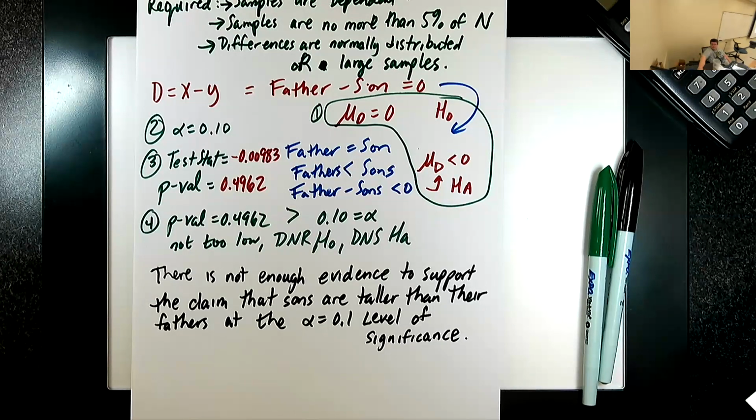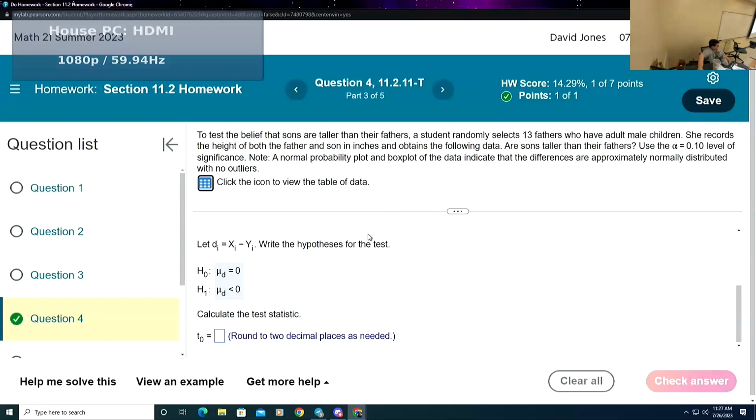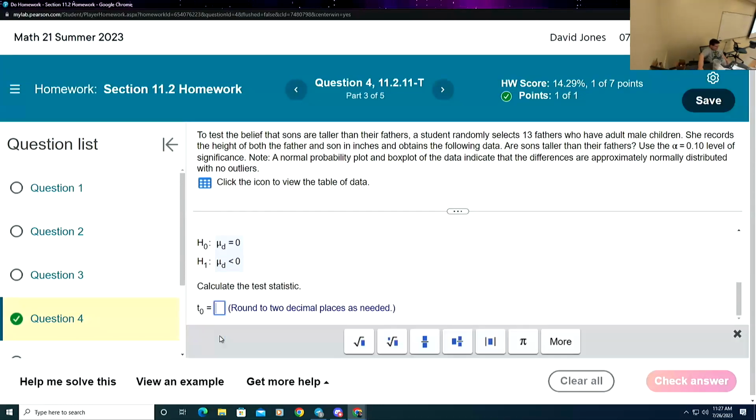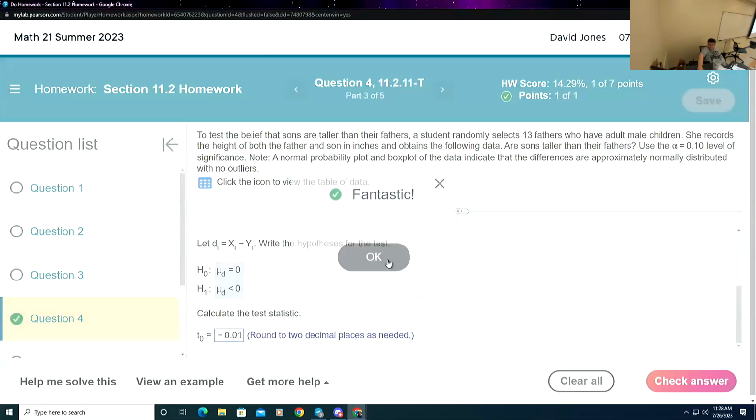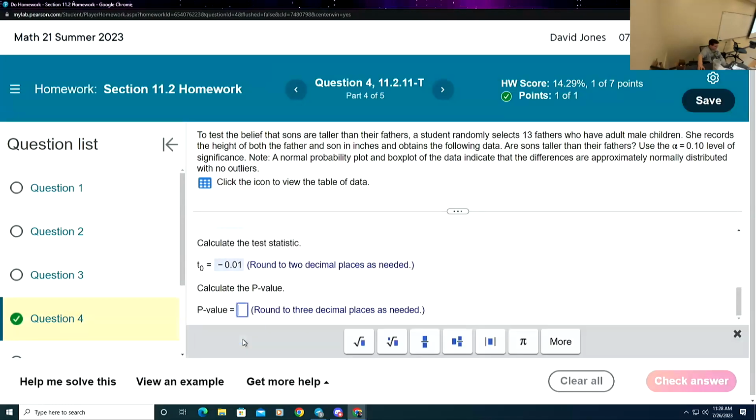And when you're ready, we'll put this in over on StatCrunch on the homework and find a problem from 11.3. Everyone was done, right? Okay. My t-stat to 2 decimal places was negative 0.01. They want the p-value to 3 decimal places, which is 0.496.